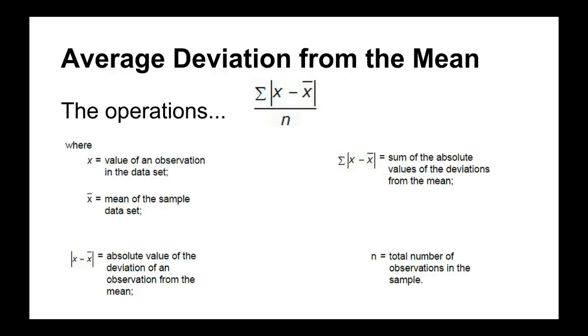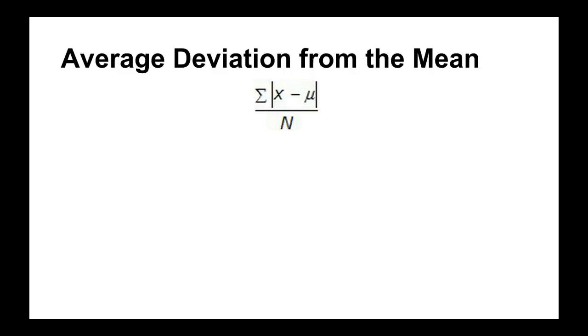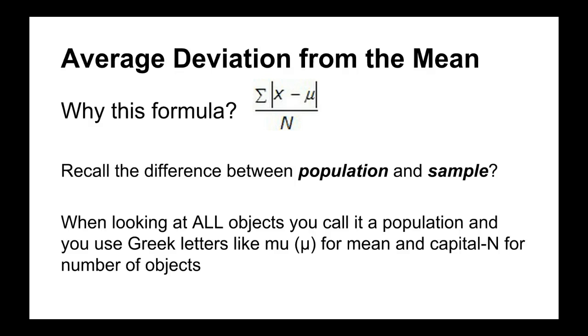So remember, all of this has to do with taking a sample from a population and applying statistical methods to it. Now here we have an example of a different formula. Why do we have this formula? The sum of the absolute magnitude of x minus mu all over capital N.